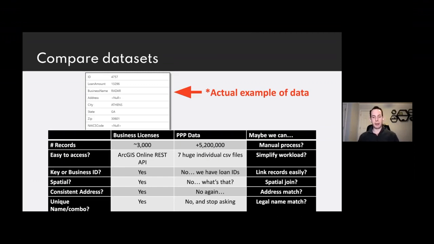So then we thought, all right, let's forget all these other slick ways of doing it. Let's just try to match on an address. We're not going to do a spatial join. We'll just match keyword on keyword. And as you can see in the example that we have above, this is a business named Radar, no fault of their own, but for some reason in the PPP data set, they have no address. Why? I have no idea.